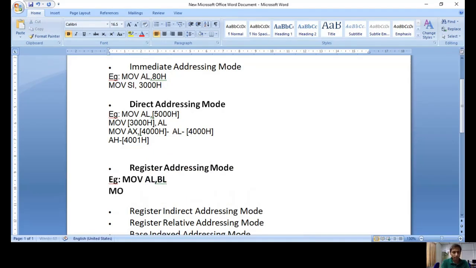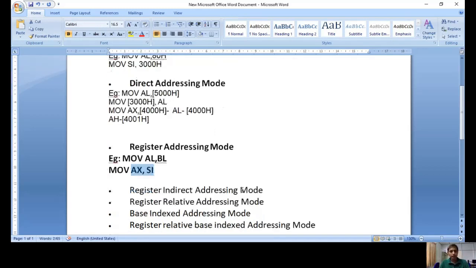Let us see another example: MOV AX, SI. Here the size of SI is a 16-bit register, whereas the size of AX is also a 16-bit register. If you write like this, what happens? Whatever 16-bit data is present in SI, that particular data is moved to AX. So finally, what is your observation? The source operand and destination operand both are registers in case of register addressing mode.